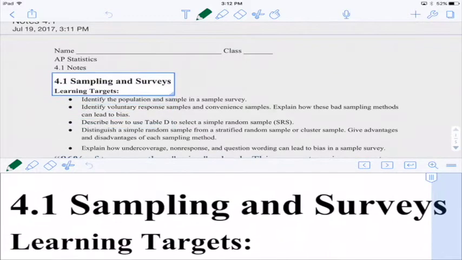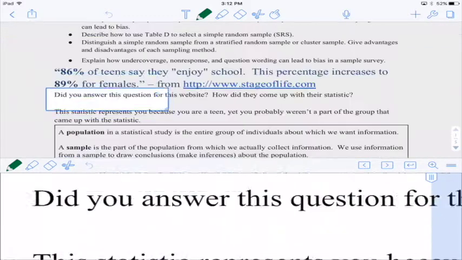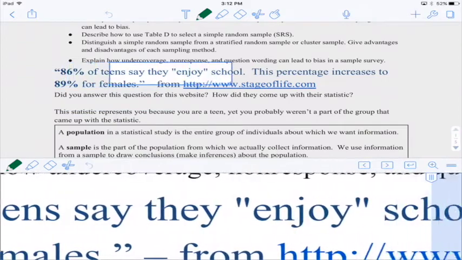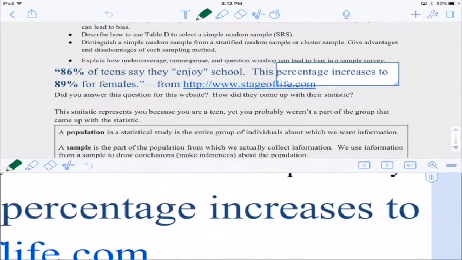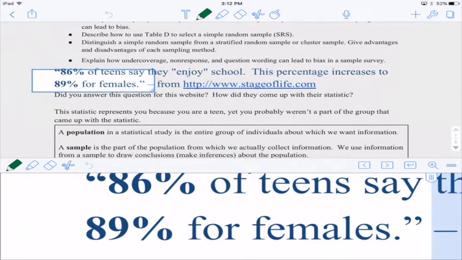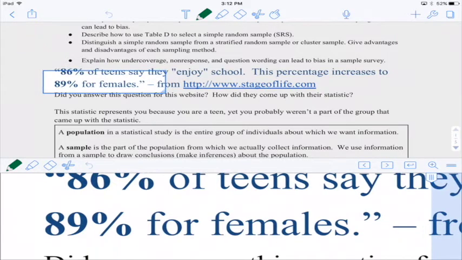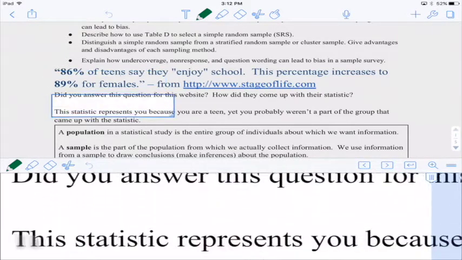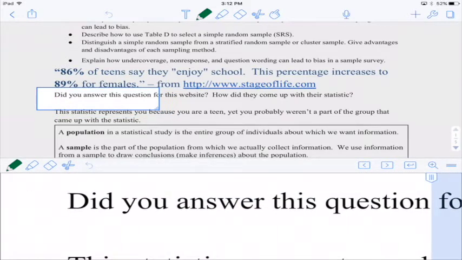So 4.1 is on sampling and surveys. 86% of teens say they enjoy school. The percentage increases to 89% for females, which means the males would be a little lower. And that's from stagesoflife.com. So, did you answer this question for the website? Well, of course you didn't. So, where did this statistic come from?